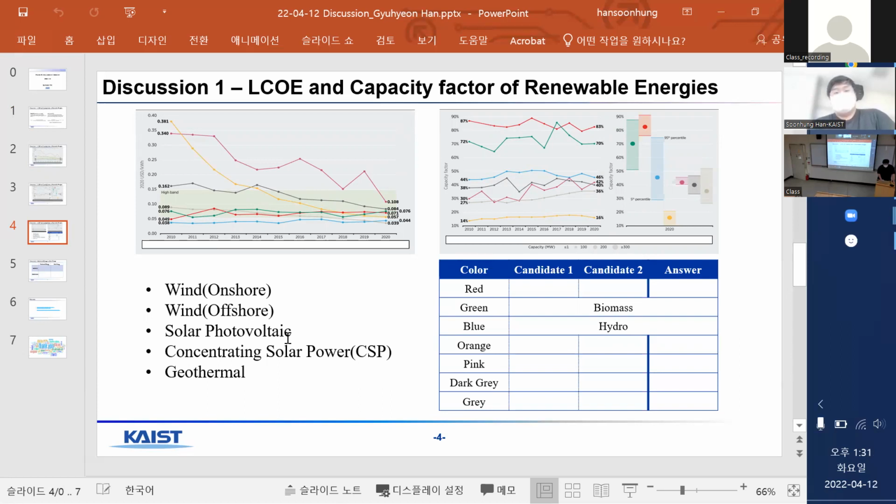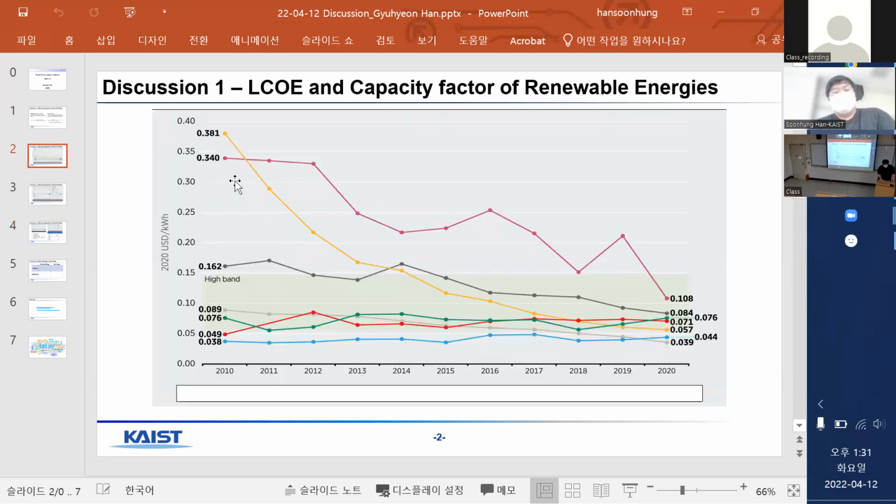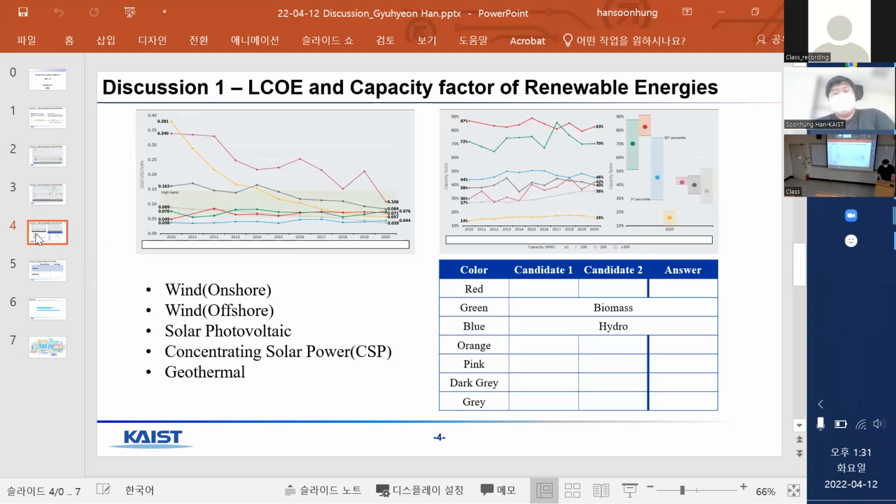I think CSP has a larger range, so dark gray will be CSP and pink will be solar photovoltaic. Basically, higher is quite bad because the cost is high in this graph, right? What do you think? Is pink solar photovoltaic or is dark gray solar photovoltaic? Okay, I will change. Pink is CSP and dark gray is photovoltaic. Okay, here is Sungyu's idea. Any other ideas?